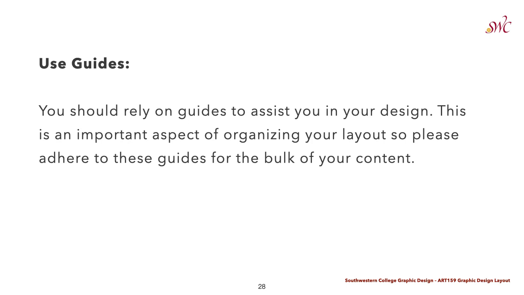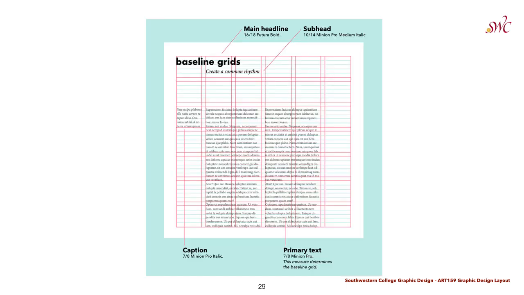So you should be relying on some sort of guides to assist you in your design, whether this is some sort of larger grid structure or simply some sort of guidelines here. This is going to be an important aspect of organizing your layout. So please adhere to these sort of guides or grid structure for the bulk of your content. And to think back on the guides and grid structures that we've talked about, typically we're going to be utilizing the typography boxes within those different modules or those spatial zones of that grid structure.